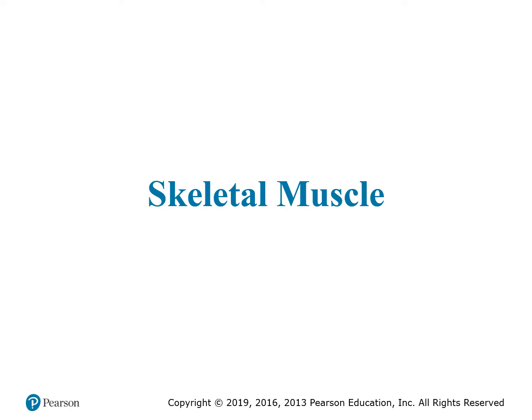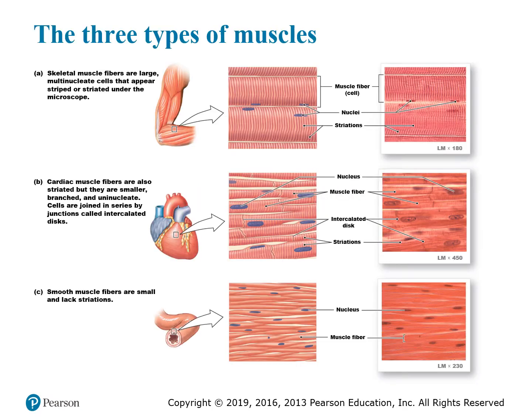Hello everyone, today we are going to talk about our skeletal muscles. We've got three types of muscles: skeletal, cardiac, and smooth. Cardiac and smooth muscles are known to be involuntary muscles. Skeletal muscles are voluntary muscles.